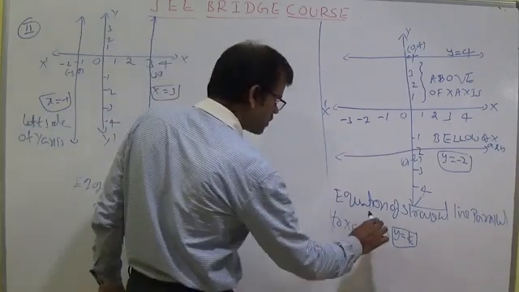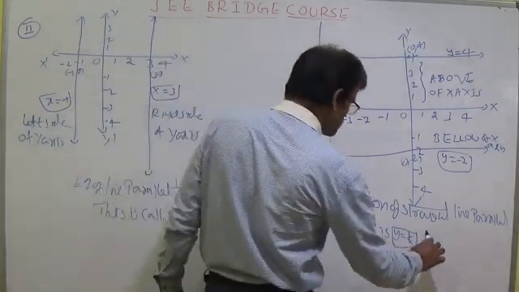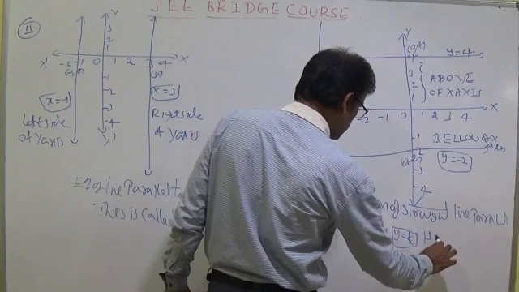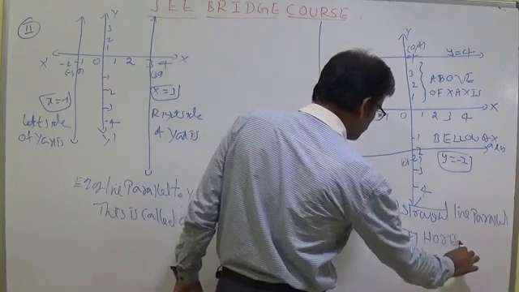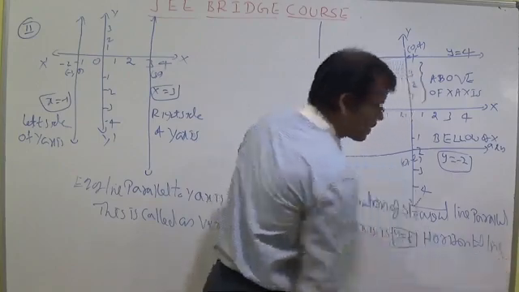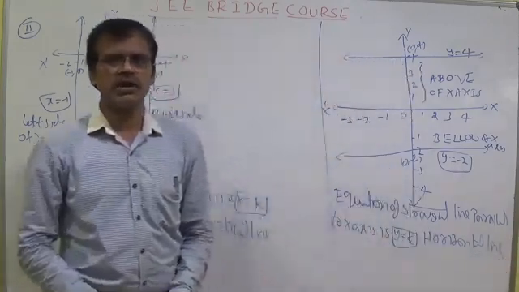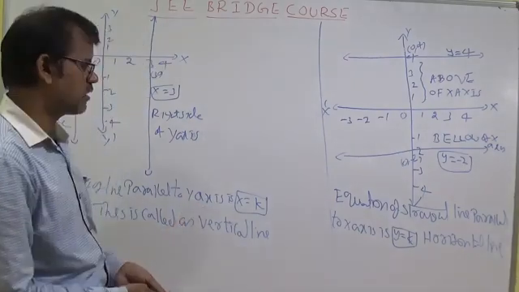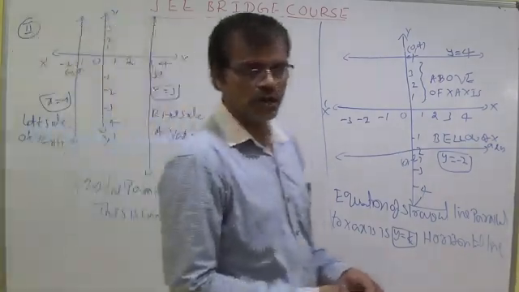Here the equation of straight line parallel to X-axis, this is called as horizontal line. Whenever X is equal to K, it is vertical line, and whenever Y is equal to K, it is horizontal line.